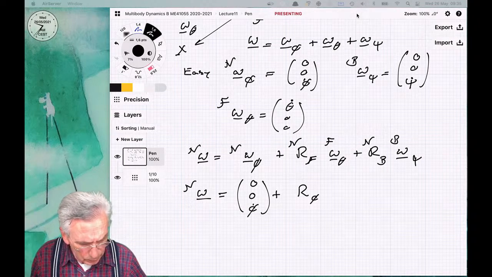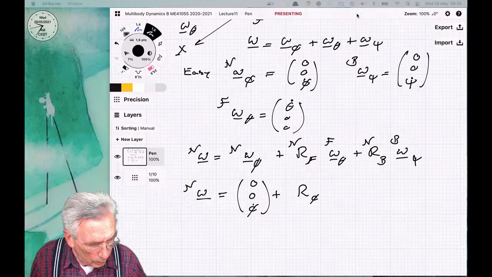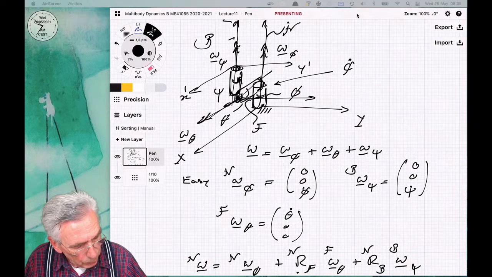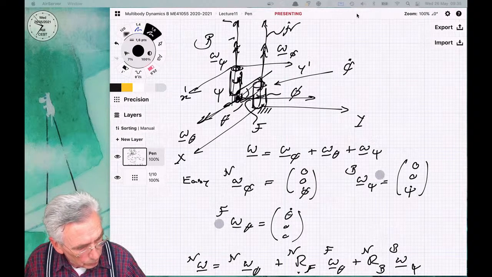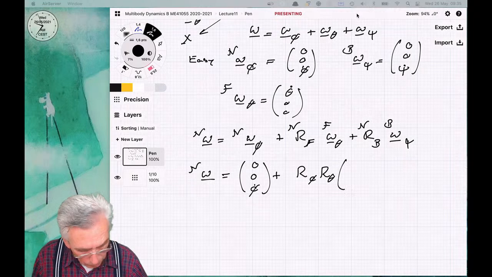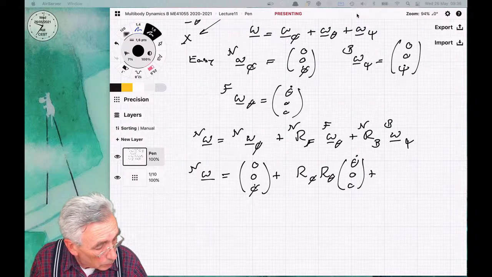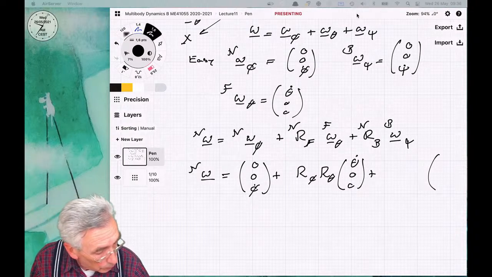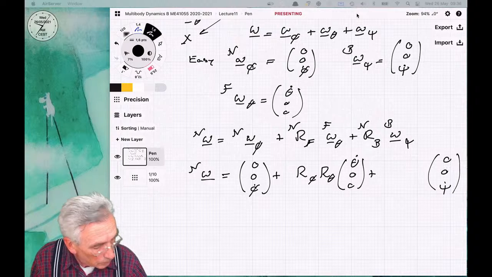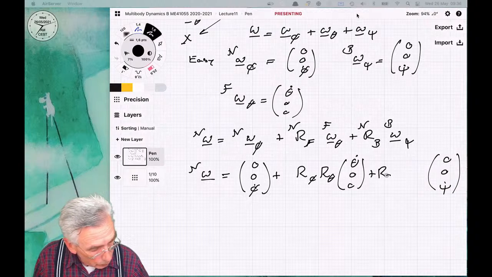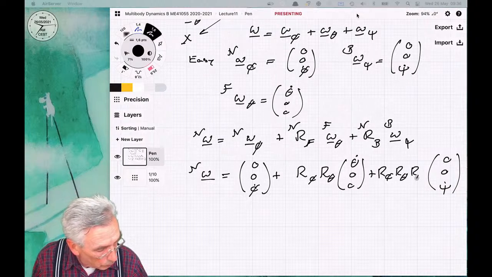But that's not very nice actually. Let me add this guy. To go from this F system to here, we first have to do this transformation and then this transformation, right? So we have this order. I'll get back to that in a sec. Theta dot, 0, 0. And then the last one, that was this vector 0, 0, psi dot. And then we have three rotations, of course. The last one being this R phi, R theta, and then we have the R psi.